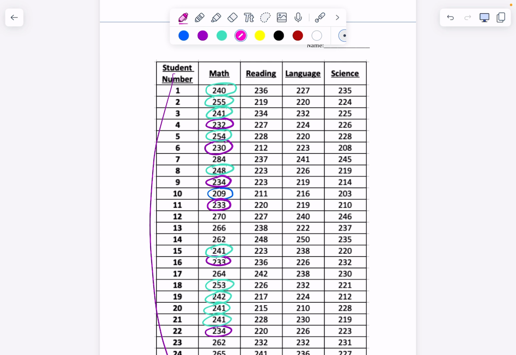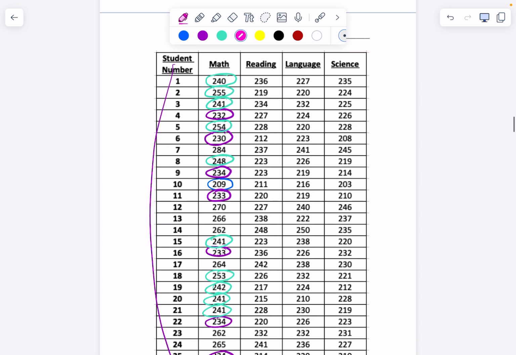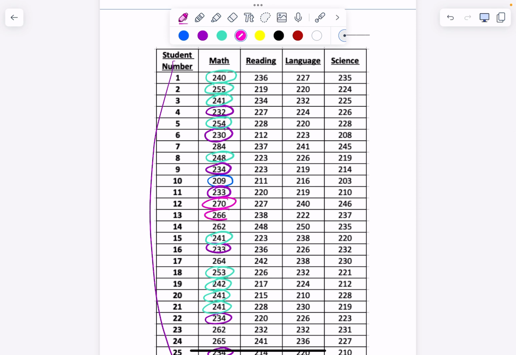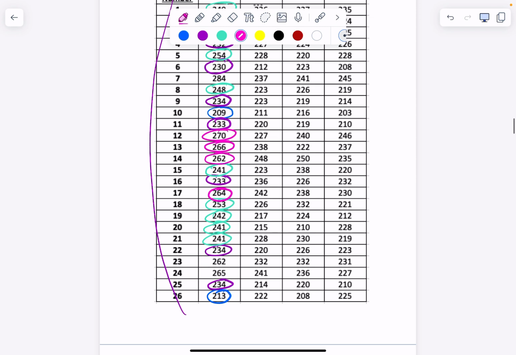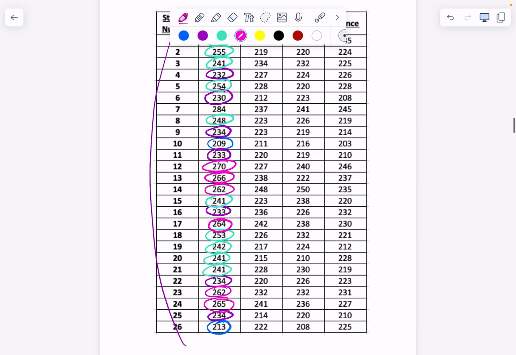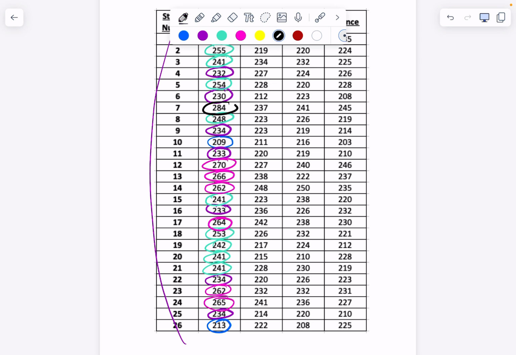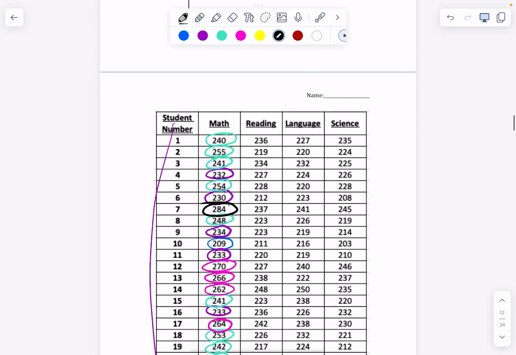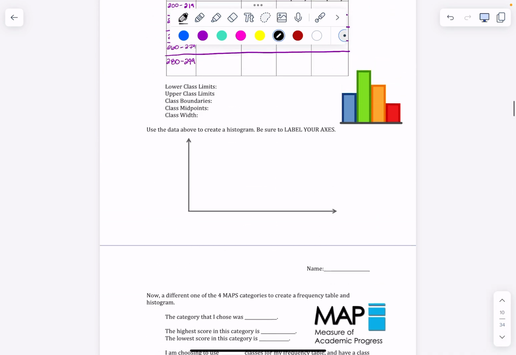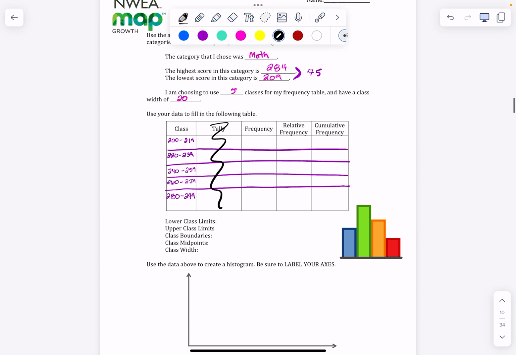Now we got 260 to 279. I got 6 of them. And then one person will put them in black, in the last column, the 280 to 299. There's 1. Okay, will you read those numbers back to me? Tally column, I'm going to skip it. Frequency. How many in the first one?